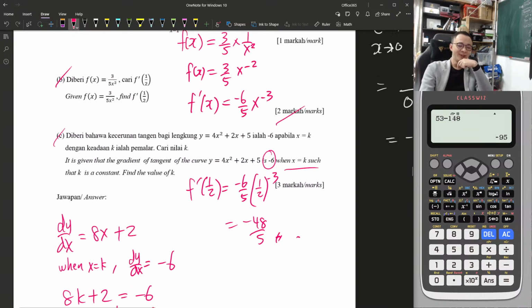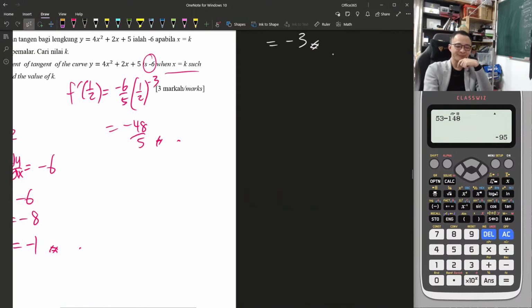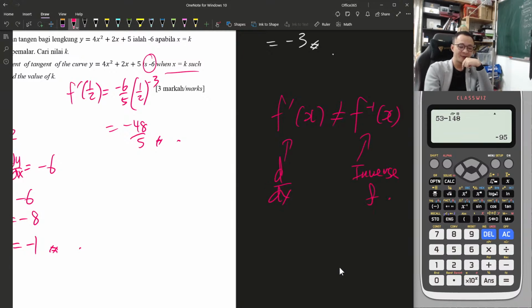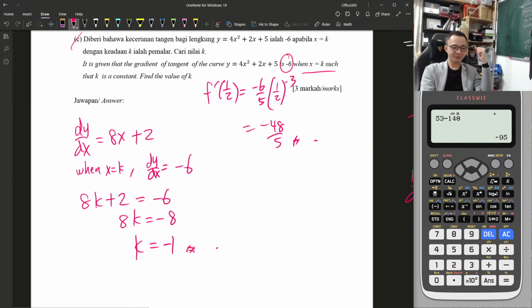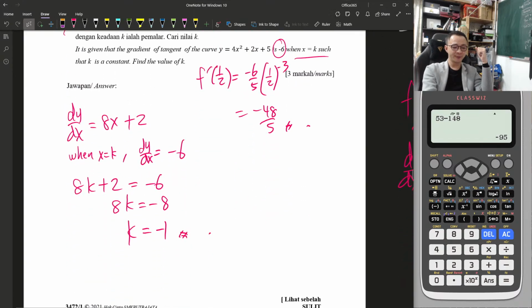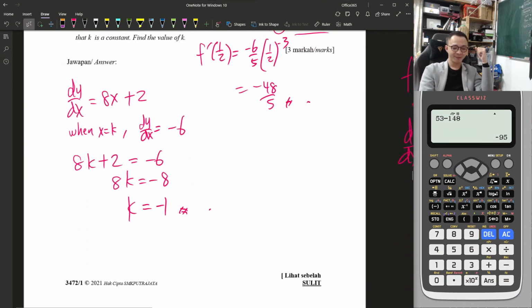Yeah, so you must be very careful. f prime x is not equal to f inverse x, because this one is differentiation but this one is inverse function. Okay, so both of them are totally not the same thing. So when you read the question, you must be extremely careful to avoid making any careless mistake. Okay, so yeah, just like that.